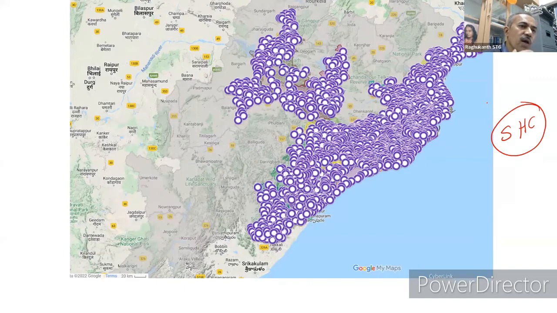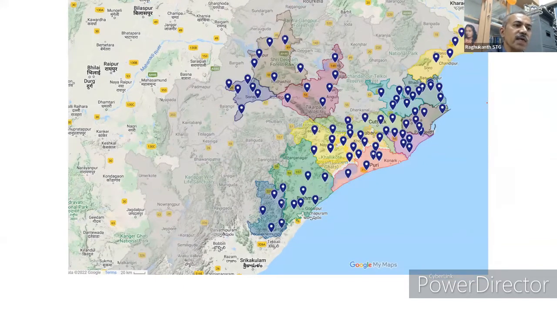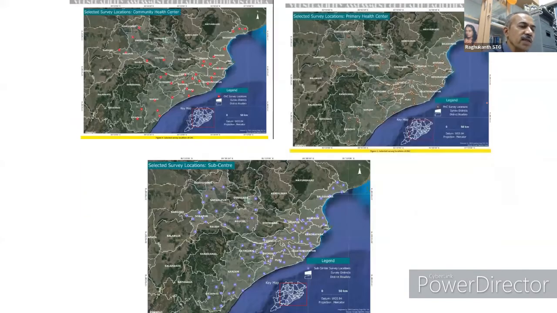We can't do it for all the sub-centers. We did stratified random sampling, and these are the sub-health centers where we will be able to do the detailed analysis of the repair strategy, all the things we can do for our Orissa. So this is how the first step went: from the entire database, we have reduced our database because we will not be able to carry out a detailed study for all these buildings.